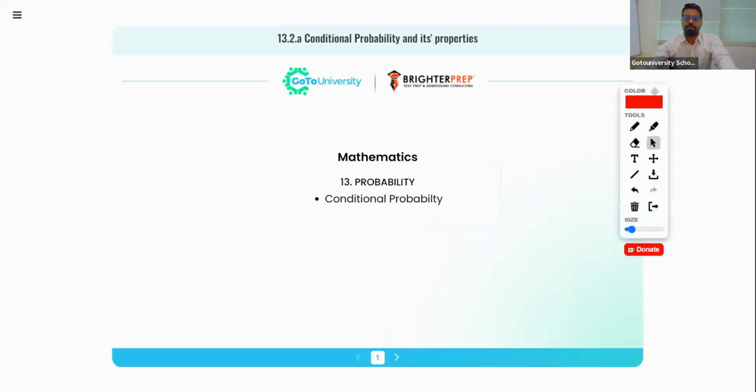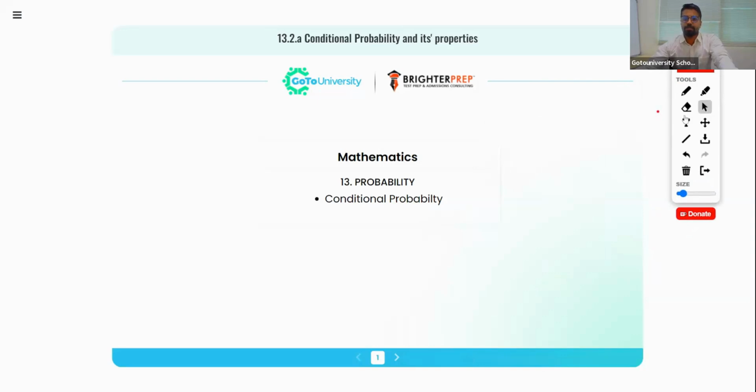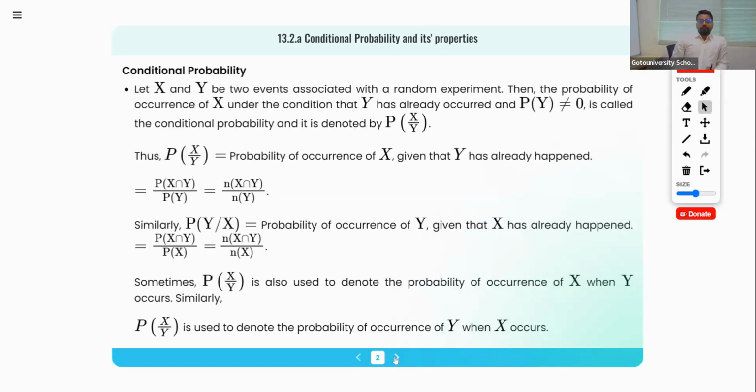What is this word conditional probability meaning here? Let's see. So let X and Y be two events associated with a random experiment. Then the probability of occurrence of X under the condition that Y has already occurred. I'll explain with an example later. For now, try to understand.